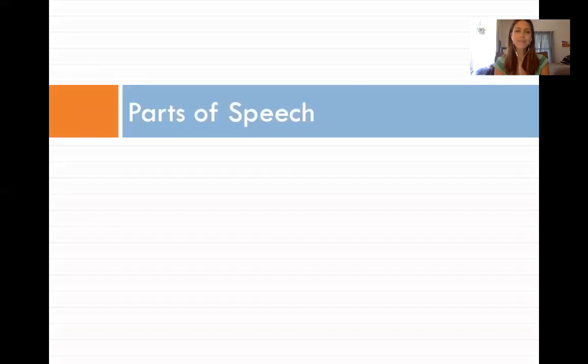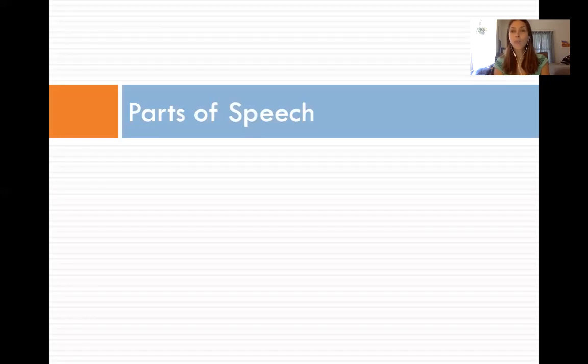Okay. So if you remember all the way back to January and February, we talked about parts of speech. Parts of speech is what we call all of the different names for the 9 different categories of all of the words in English. In this class, we only covered 8. We did not cover interjections, which is the 9th part of speech. So we have only covered 8.